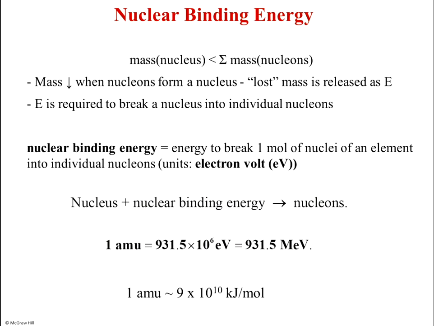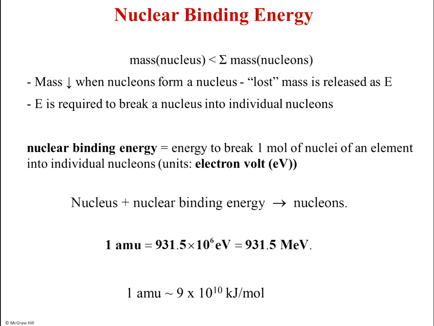Conversely, energy is required to break a nucleus apart into its individual nucleons. The nuclear binding energy is equal to the energy to break 1 mole of nuclei of an element into its individual nucleons. And typically we're dealing with very large values now, so the units we'll use are electron volts, or even larger, like mega electron volts. Thus, the nucleus plus the nuclear binding energy gives us the mass of all our nucleons.